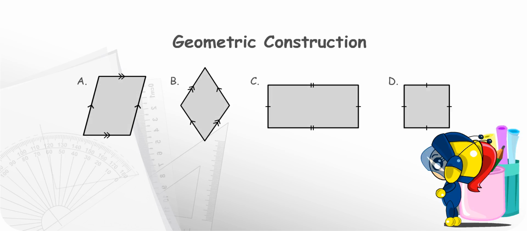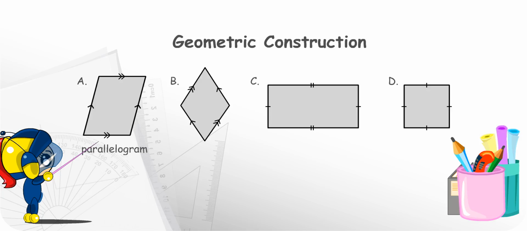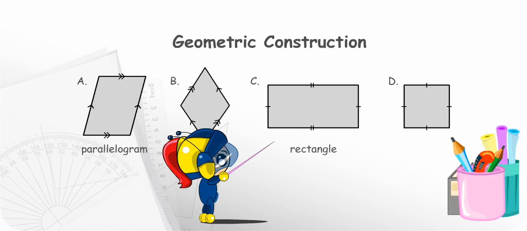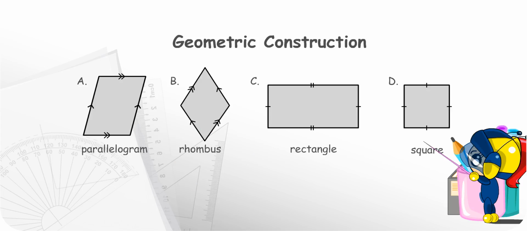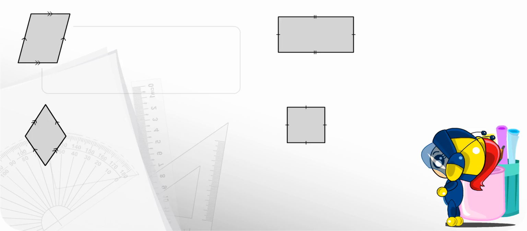Hello, welcome to today's lesson on geometric construction. Turbo Girl, can you name the following figures? I know. Figure A is a parallelogram, Figure B is a rhombus, Figure C is a rectangle, and Figure D is a square. Good. Let us recap on the properties of these quadrilaterals.